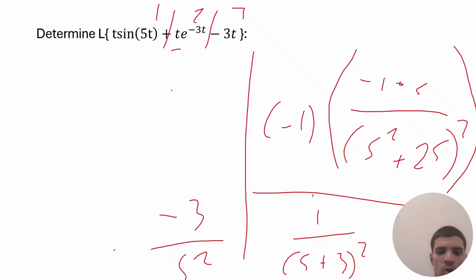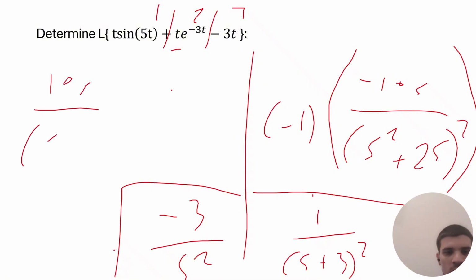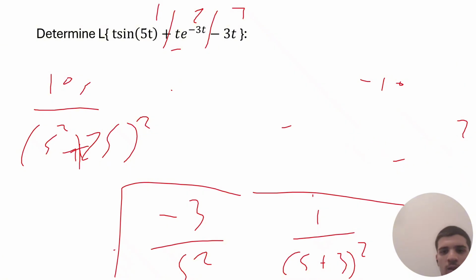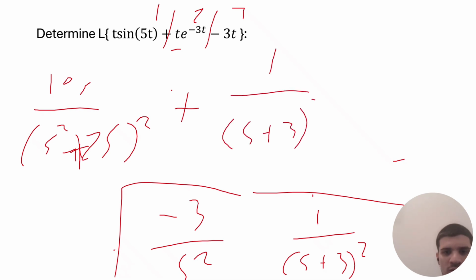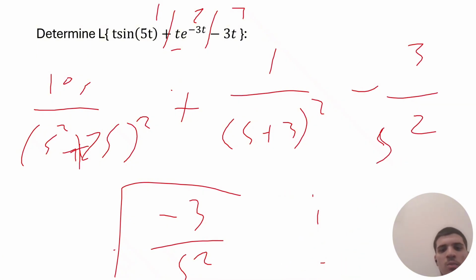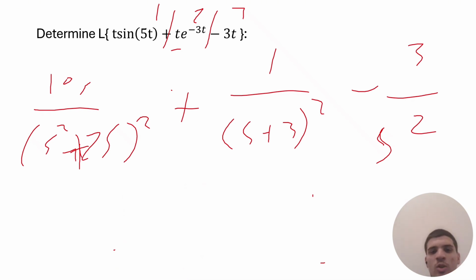And then now combining all of them together, our answer for this Laplace is going to be 10s over s squared plus 25 squared. We can remove this one because we don't need it anymore. Then we can just combine the other two, plus 1 over s plus 3 squared minus 3 over s squared. That is our answer for this Laplace transform. I hope you got the idea, and thank you very much.